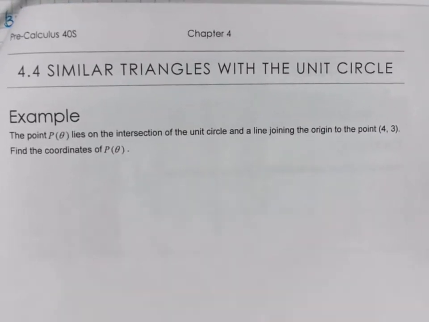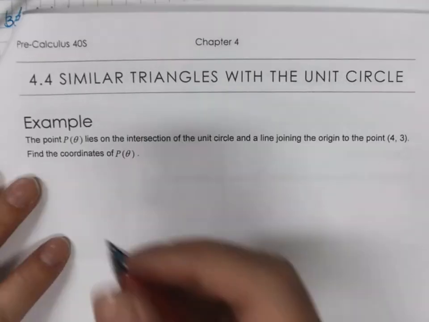Okay, similar triangles on the unit circle. So point P lies on the intersection of the unit circle and a line joining the origin to the point (4, 3). Find the coordinates of point P. Got it? Awesome. Okay, proud of you.